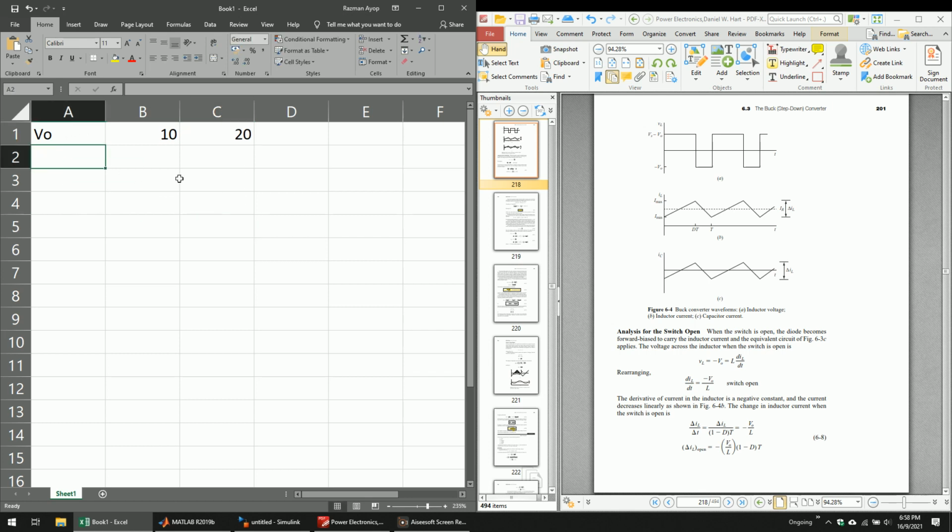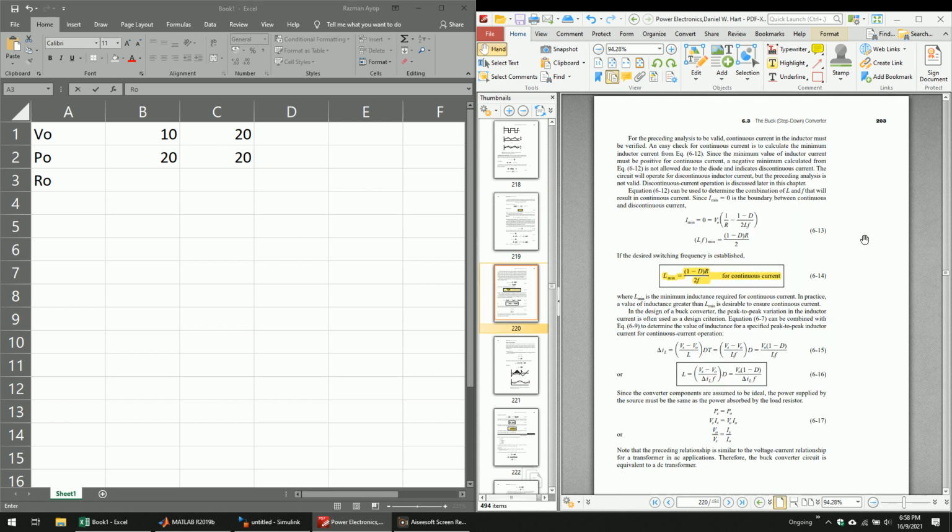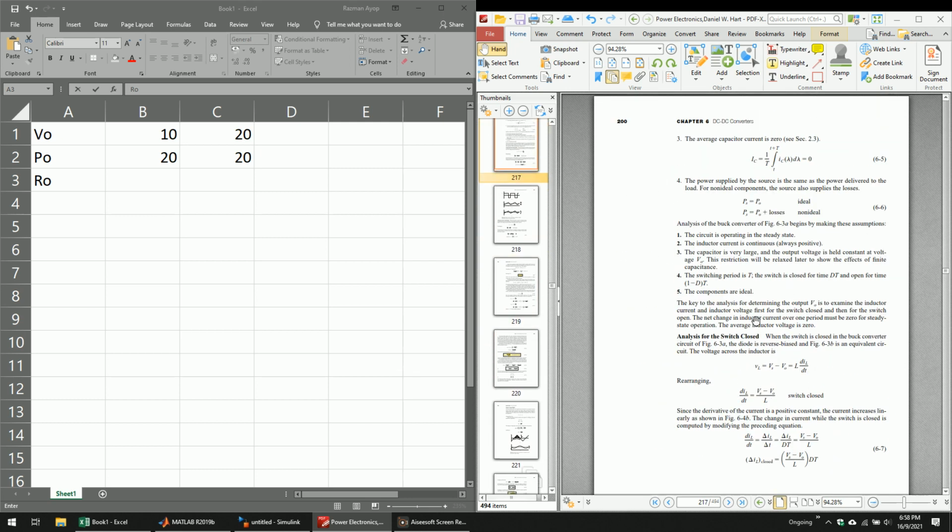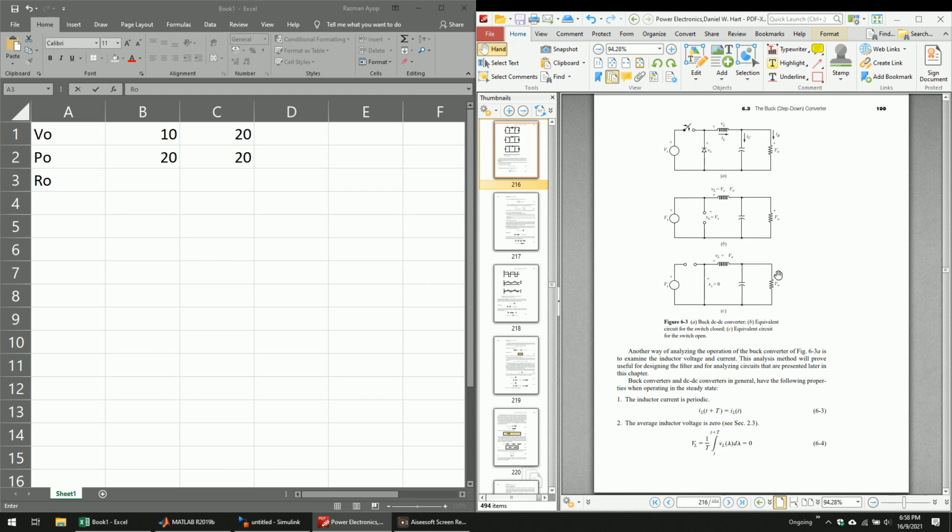How about the power P? For example, you want to make sure that the power is always the same, so for example it's 20 and 20. So how to calculate the R out? If you are given only the output voltage and the output power, you need to know how to get the R out, because the buck converter cannot work without R out.